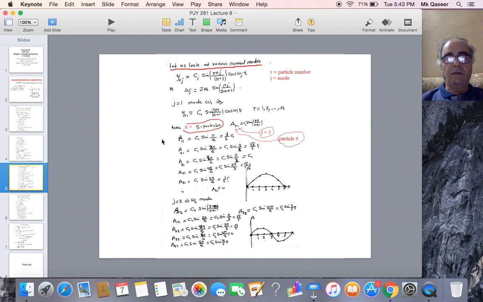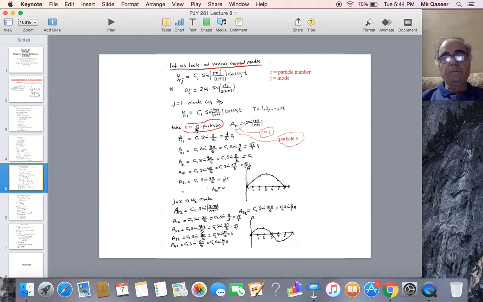Now let's look at various normal modes. That is, we have to vary j. We have y sub rj given by this expression, and omega sub j given by this expression. Now for one mode, j equal 1, we have omega 1. Substitute here, omega 1 is 2 omega 0 sine pi over 2, which is 1, so it is 2 omega 0. This is the problem we solved in the previous lecture.